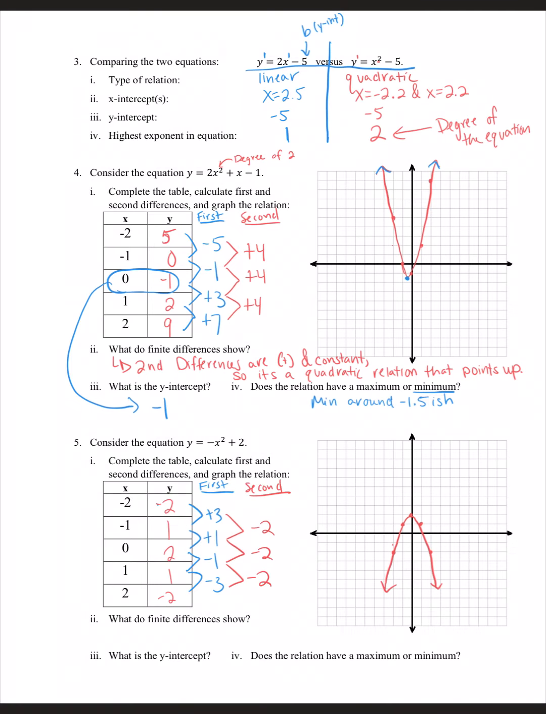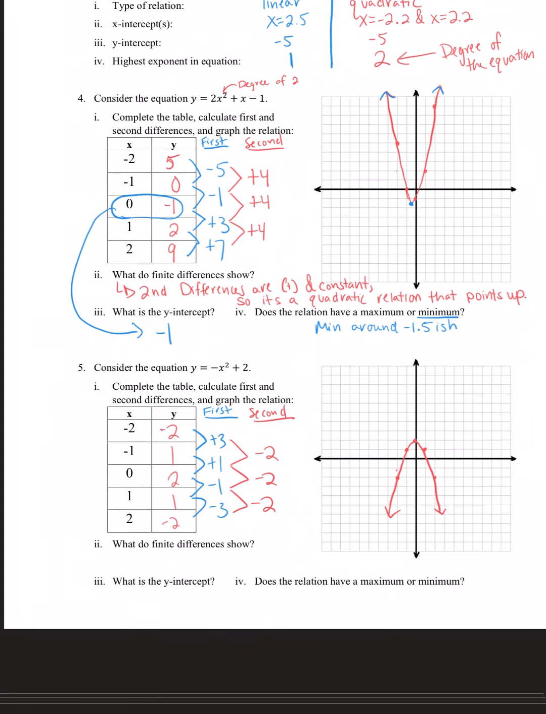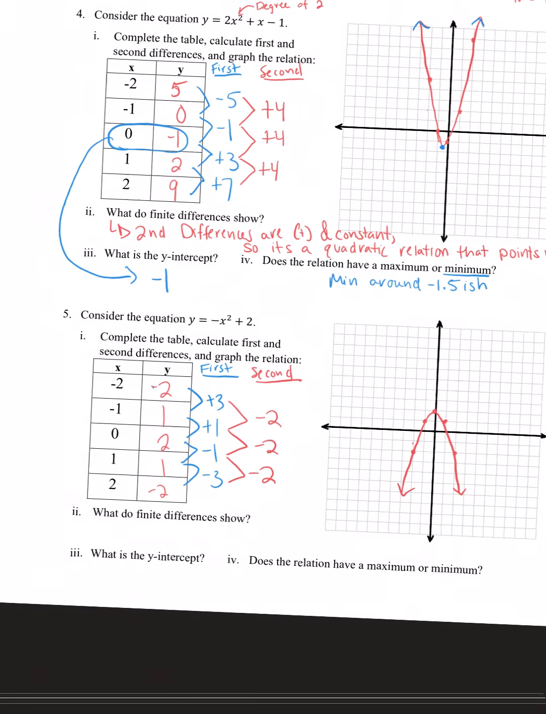Okay, so the table of values is filled out, and there's your parabola. You can see that this parabola looks a little bit different because this time it's pointing down, it's not pointing up. Our first differences were all different, so that tells us it's not linear. Our second differences were constant. They were all -2, so that shows us that we should have a quadratic relation here.